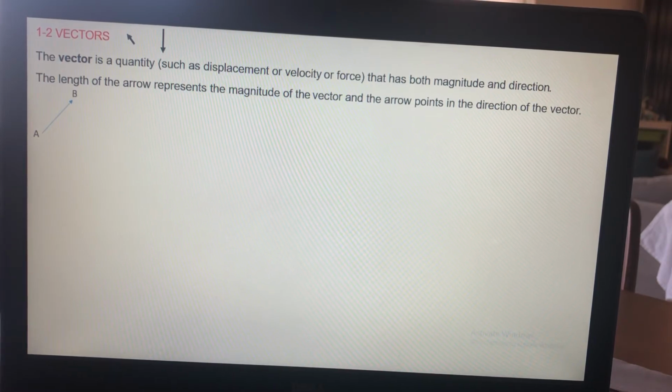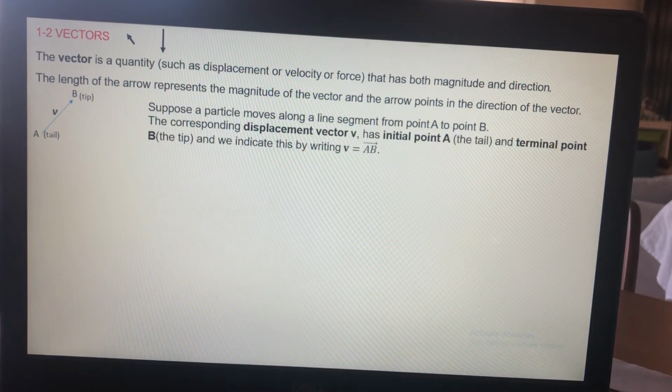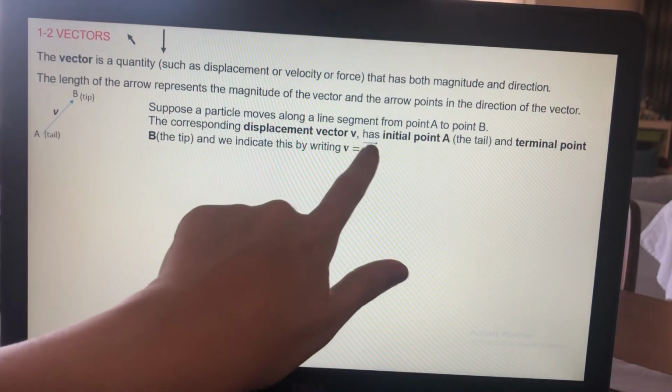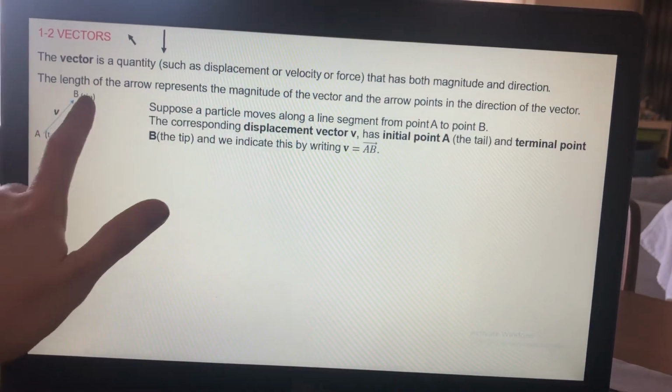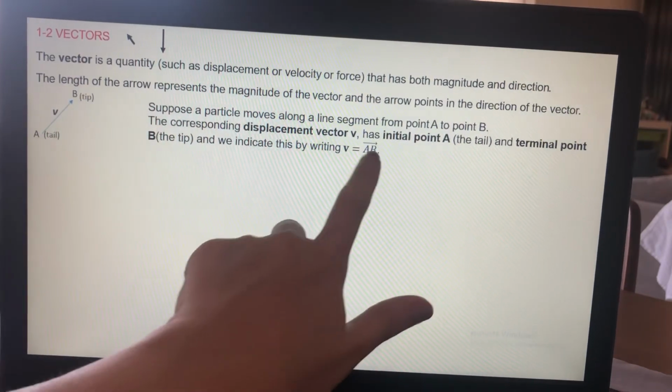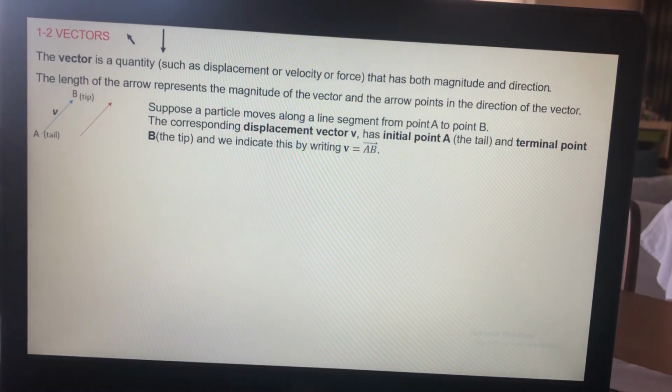From A to B, you can think that you are at point A and you are walking to B, and at that time you have a vector V. A is called the tail, the starting point, and the tip is the ending point of the vector. The displacement vector V has an initial point A and a terminal point B, the tip point, and we indicate this with the vector V. Most of the time we show the vector AB by putting an arrow above the tail and the tip, okay?